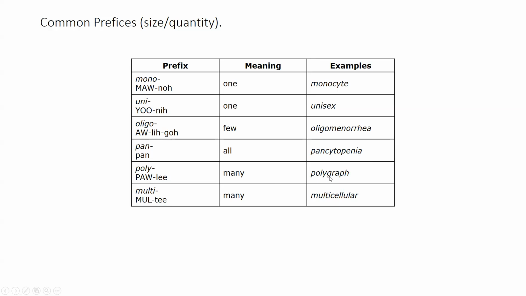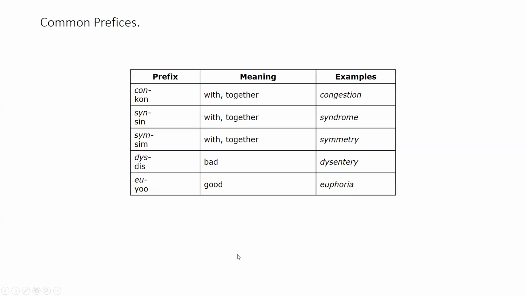Poly means many. So the term polygraph means many writings. You may have heard this in reference to, say, a lie detector. When they do a lie detector test, they record a lot of different things. Your blood pressure, your heart rate, the galvanic skin response, eye movements, your breathing. So you're measuring a lot of different things. So this just means a lot of recording. Multi, of course, means many, multicellular, lots of cells.